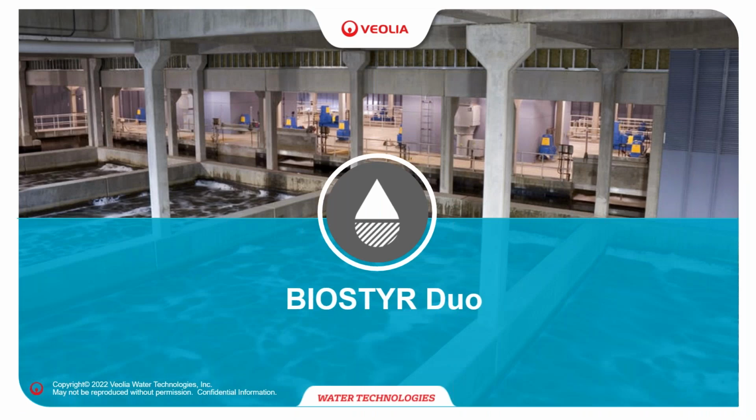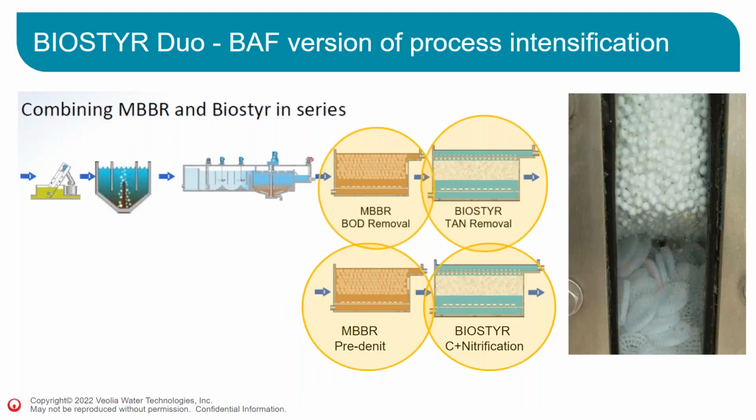So now it leads up to: what is a Biostyr DUO? Biostyr DUO is a Biostyr in which you're adding MBBR. So it's like having a small MBBR tank upstream of your Biostyr, but the MBBR is in fact inside the Biostyr cell. It could do some BOD removal upstream of nitrogen removal, or it can be the anoxic part during the pre-denitrification upstream of a carbon and nitrification removal.